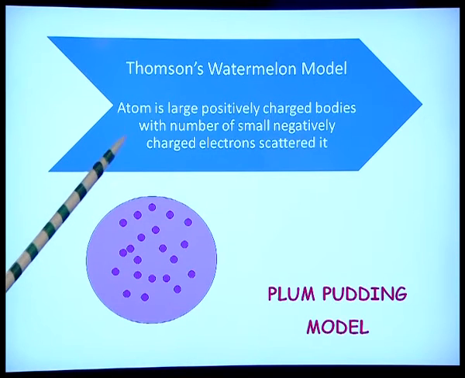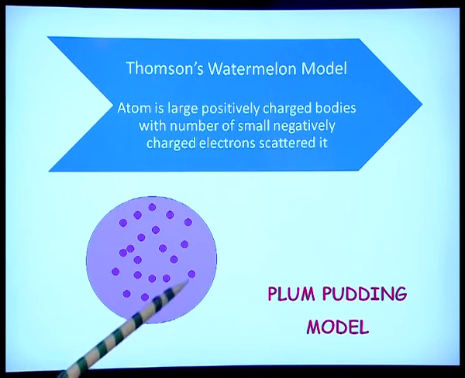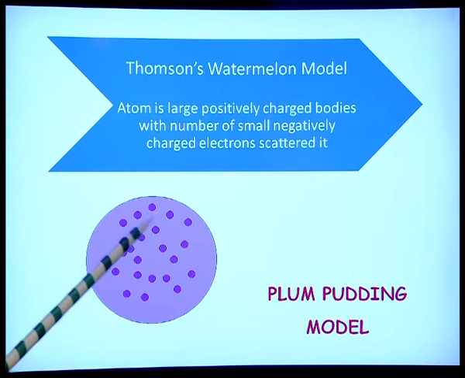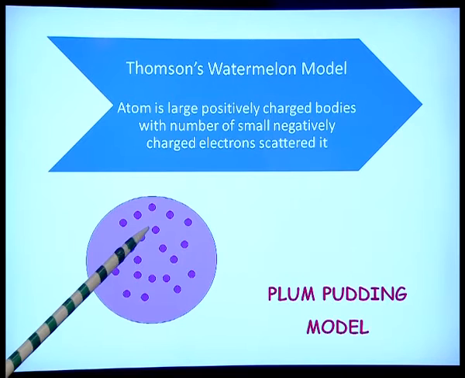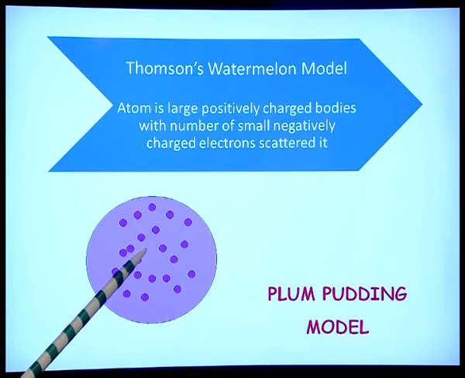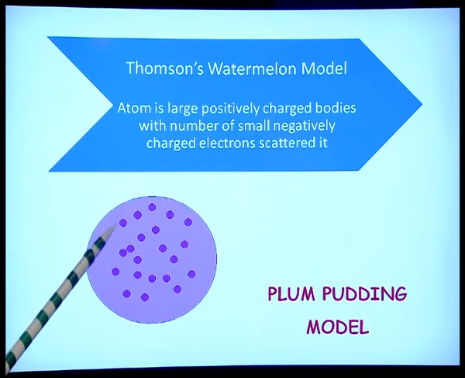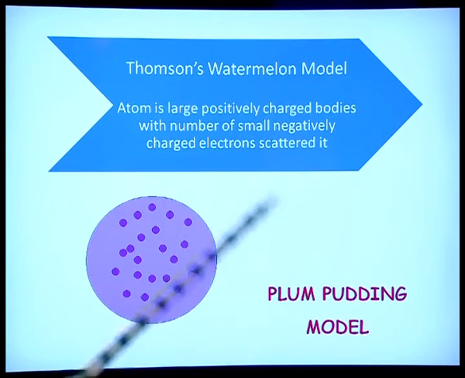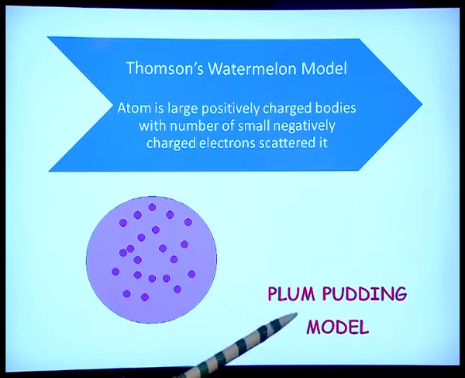Here in this model, the atom is a largely positively charged body with a number of small negatively charged electrons scattered here and there. You can see, learners, that electrons are scattered here and there like seeds in a watermelon, and the positive charge is like a plum. It's like a plum, and so we also call it the plum pudding model.